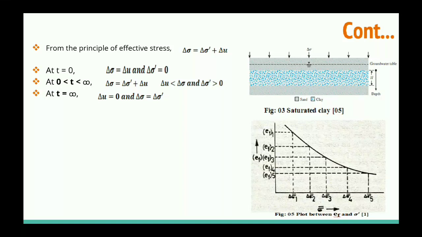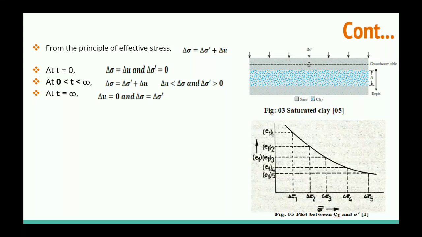So whatever effective stress is developed in the first case, that is the change delta sigma 1 dash, then we get e1, and when again we apply delta sigma 2, then we get e2. It means that by increasing the effective stress, the void ratio is continuously decreasing.